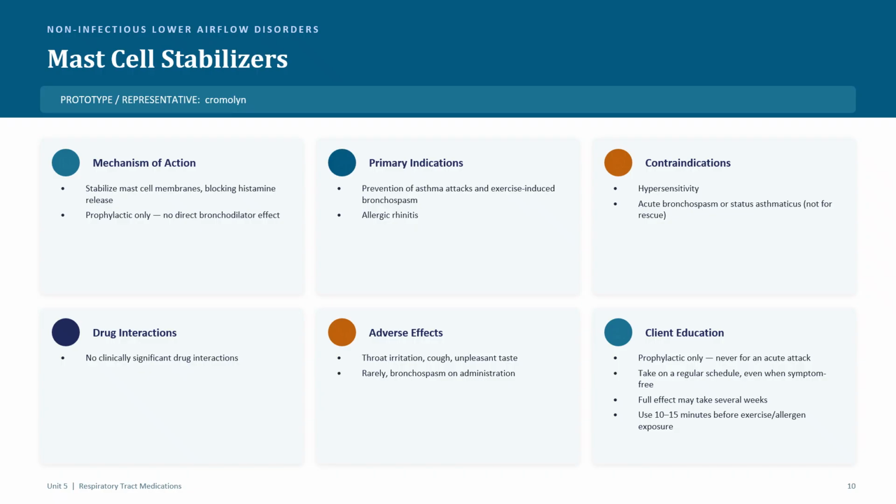So you want to think of mast cells as little grenades that are packed with histamine. They're ready to go off whenever they encounter an allergen or a trigger like exercise. So cromolyn stabilizes the membrane of that grenade so that it can't detonate in the first place. But, and this is the key limitation, it can only stabilize a mast cell before it's triggered. So once the histamine is already released, cromolyn will do nothing for you.